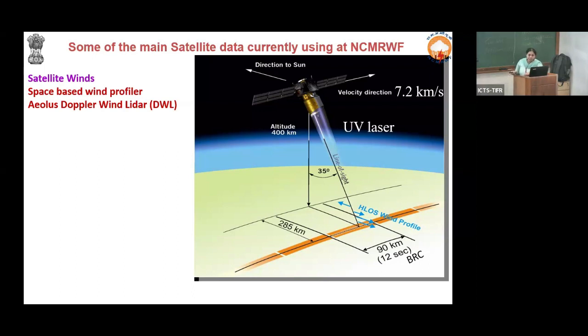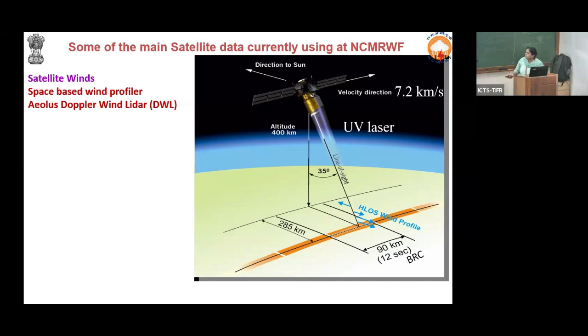There is one instrument, the space-borne wind lidar. This is the Aeolus Doppler wind lidar, DWL. It measures the data. Whatever data we are getting from this Aeolus satellite is HLOS, the horizontal line of sight wind. So it is not the full vector. Full vector wind means we have the U component and V component, but from this satellite we receive only the horizontal line of sight wind component.